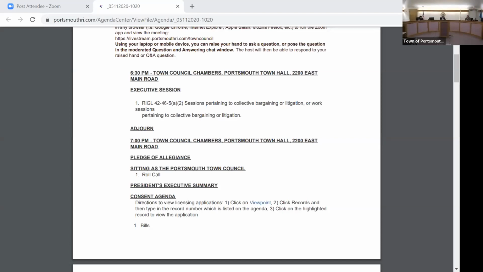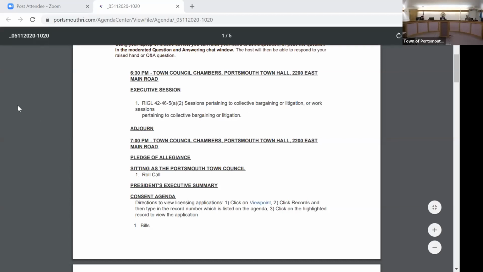Okay, President's executive summary. We had some technical difficulties tonight, so we were planning to have executive session. Executive session will now occur at the conclusion of our regular session tonight. I have no further updates from the President. The next item that we have is our consent agenda.